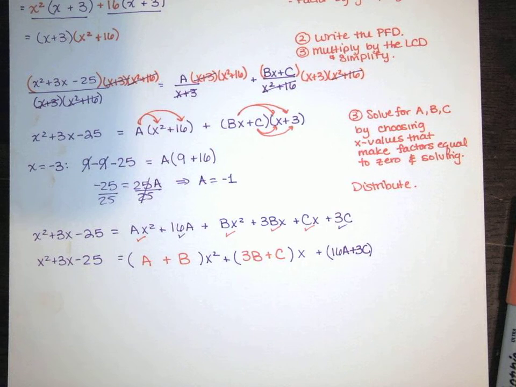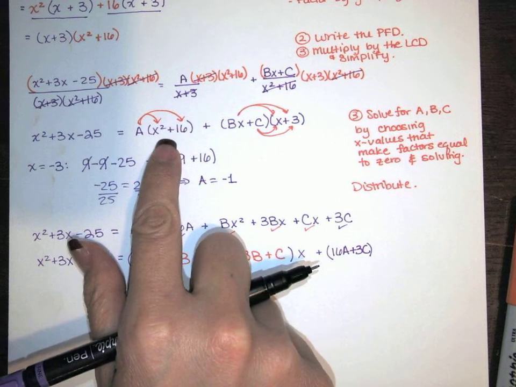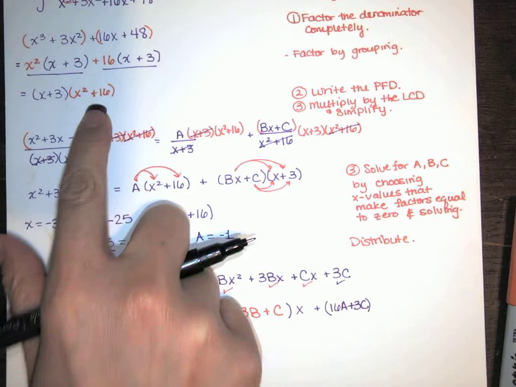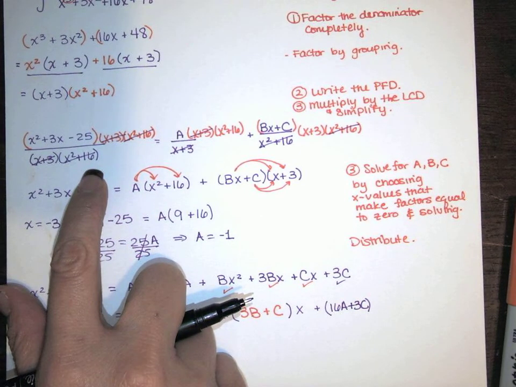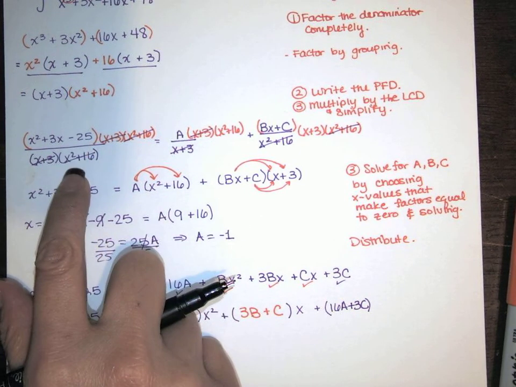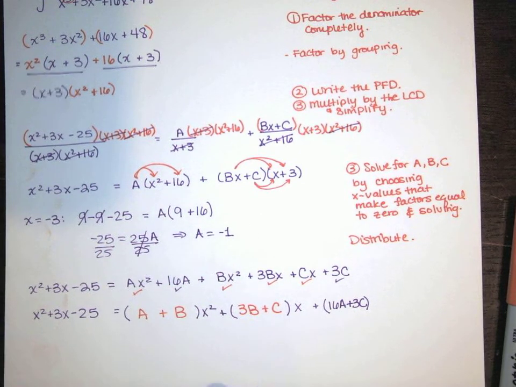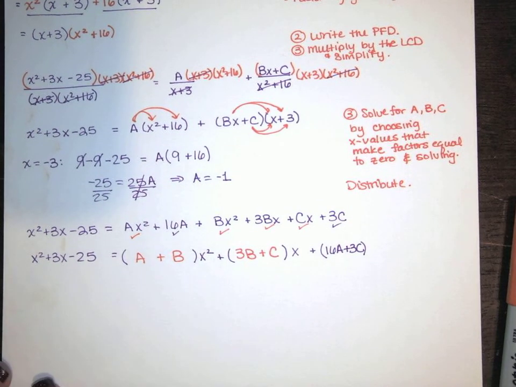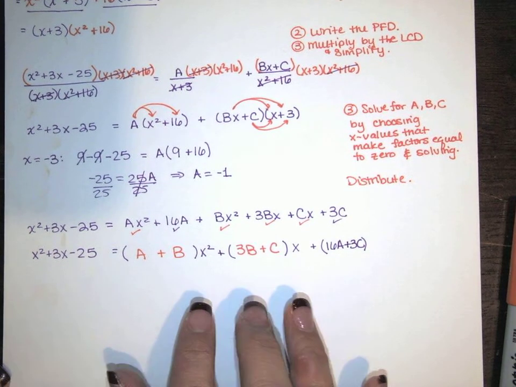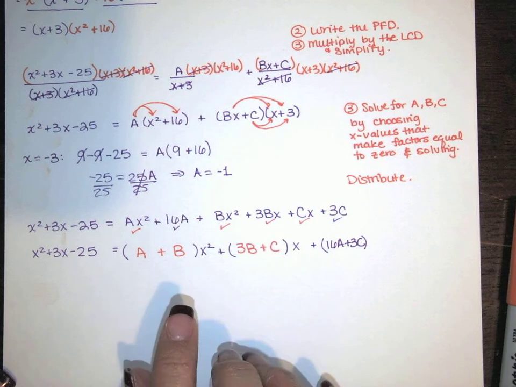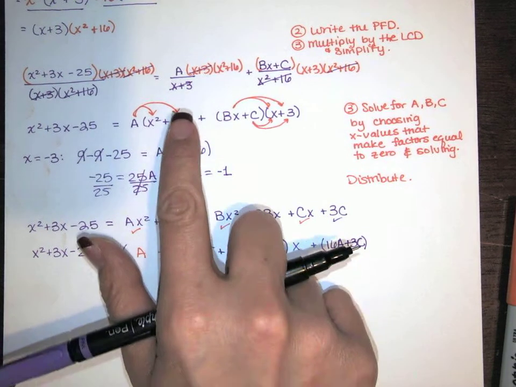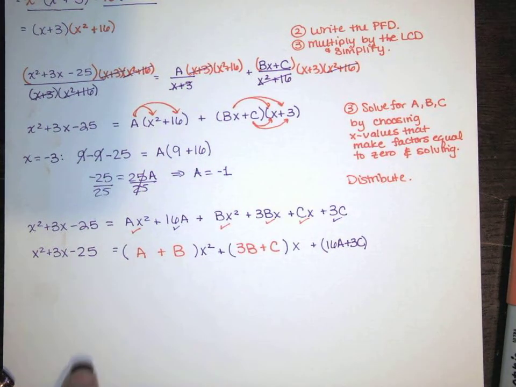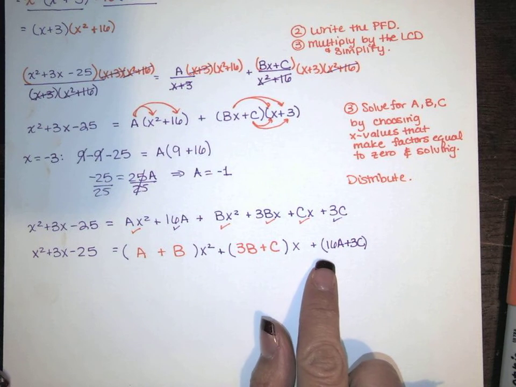Whenever you have an irreducible quadratic, like we did, we had this x squared plus 16 in the denominator of the original expression after we factored it, you're going to do this. And this is going to allow you to come up with a system of equations. Now we had 3 unknowns. We were looking for a, b, and c.